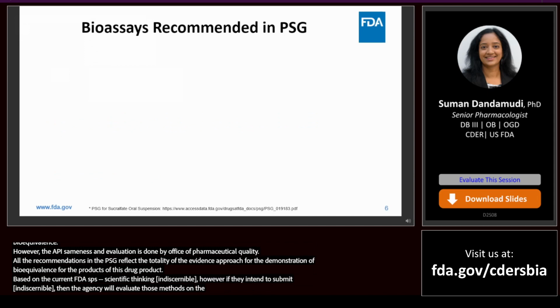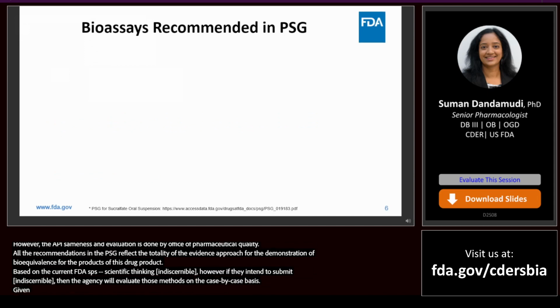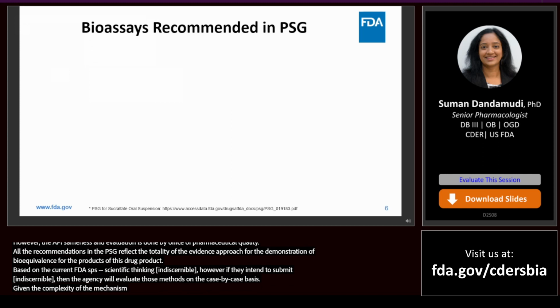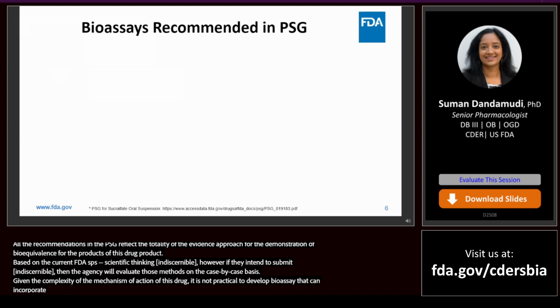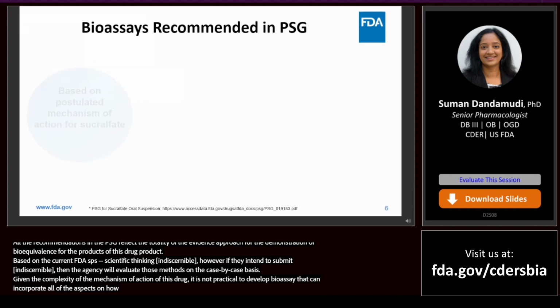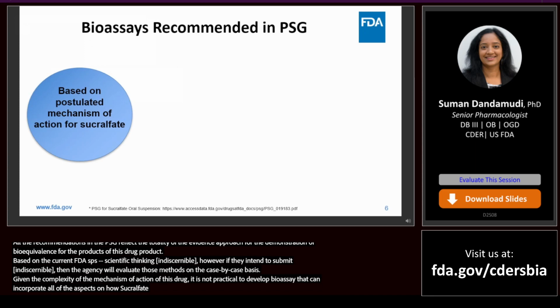Given the complexity of the mechanism of action of this drug, it is not practical to develop a bioassay that can incorporate all the aspects of how sucralfate elicits its action. Therefore, based on the postulated mechanism of actions of sucralfate, the PSG recommends 4 bioassays.